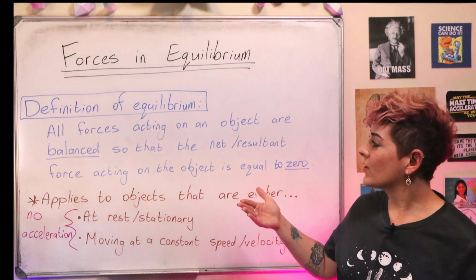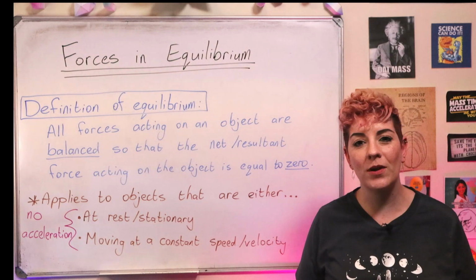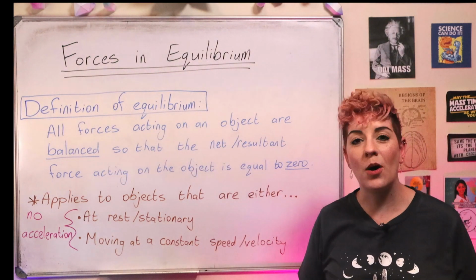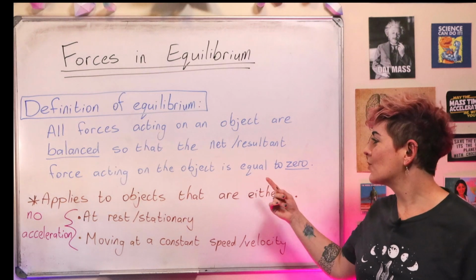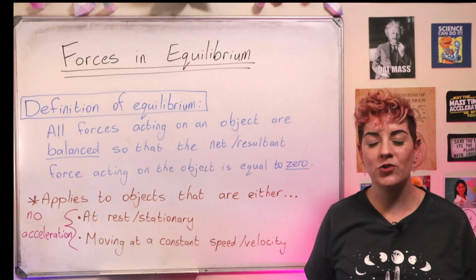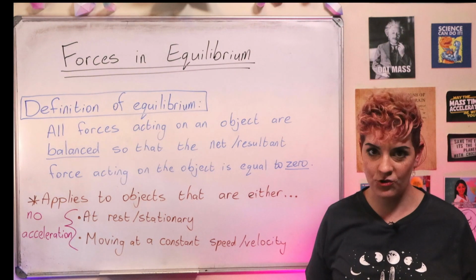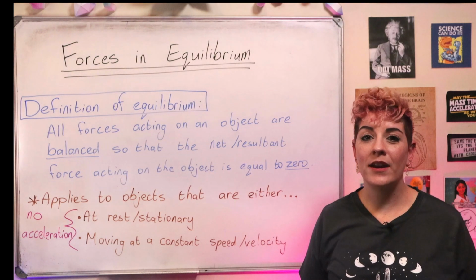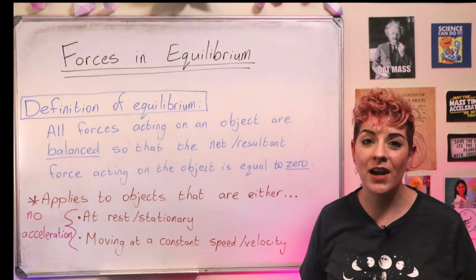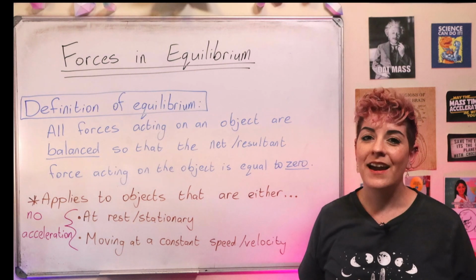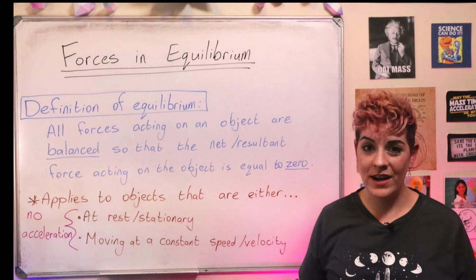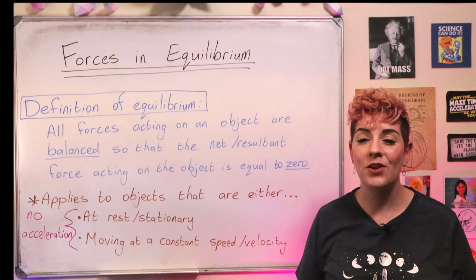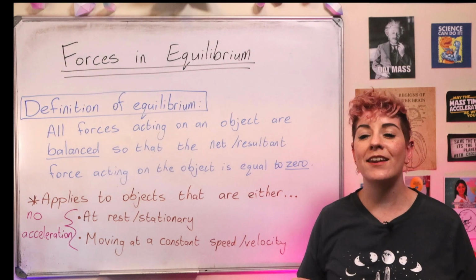Now you'll see I've written a very similar definition for equilibrium here on the board. All forces acting on an object are balanced so that the net or resultant force acting on the object is equal to 0. Now, objects that are in equilibrium have one of two types of motion. Either they are at rest or stationary, or not moving in other words, or they are moving at a constant speed or velocity.